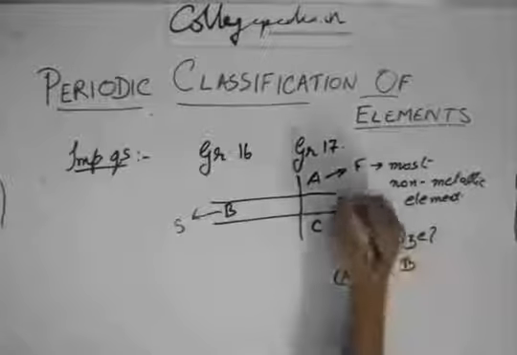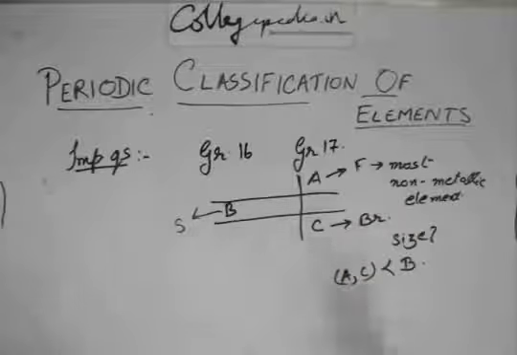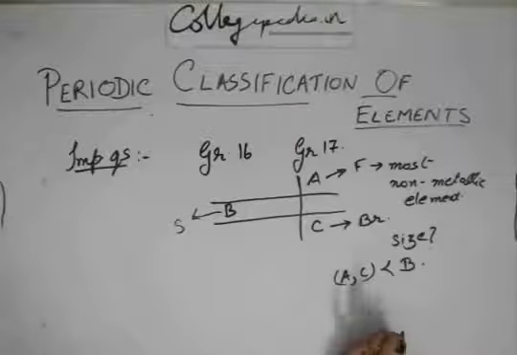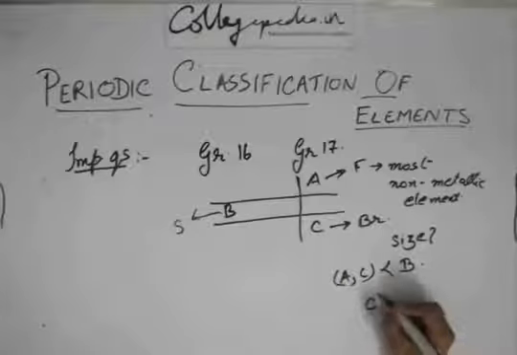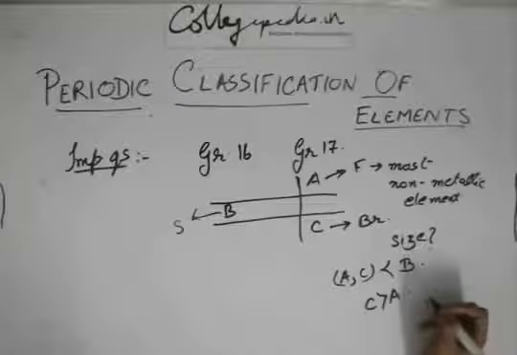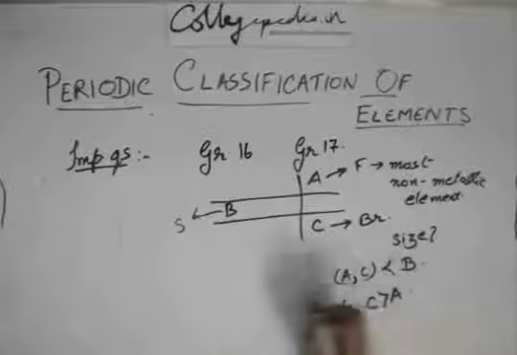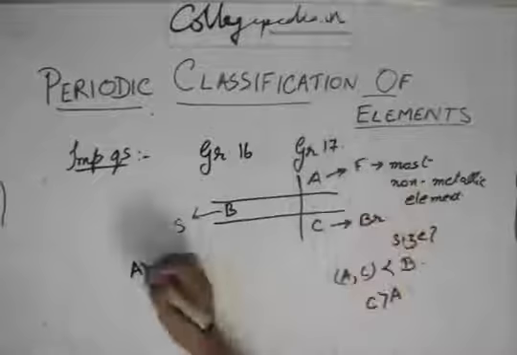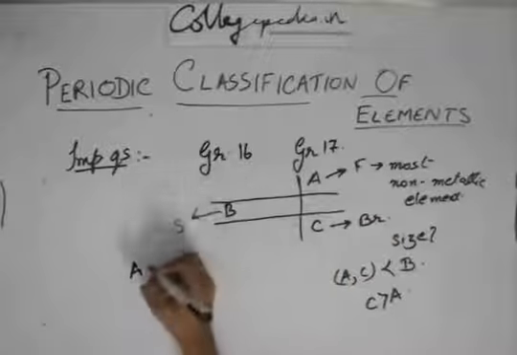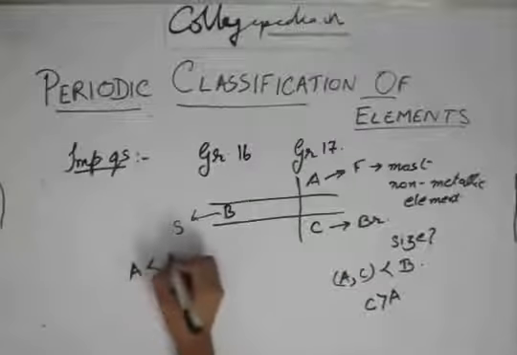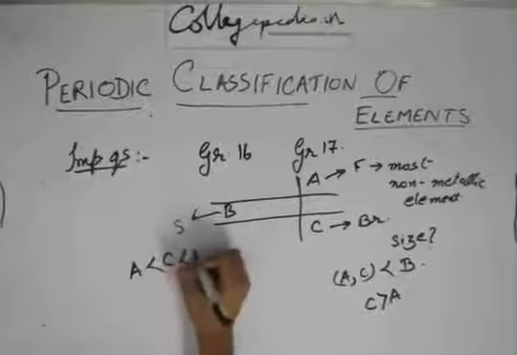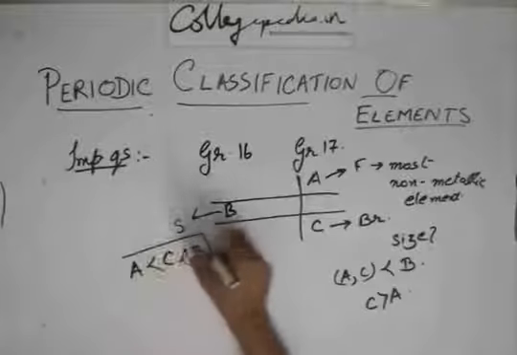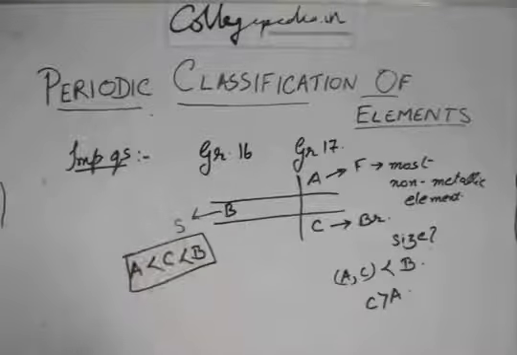And then as you go down the group, the number of shells increases, so the size automatically increases. So C will have a bigger size than A. So A will have the least size, and we know fluorine is very small, so it's proven. A has the least size, then we have C, and then we have B. So this is the increasing order of their size.